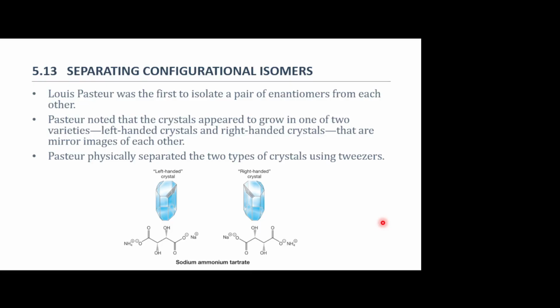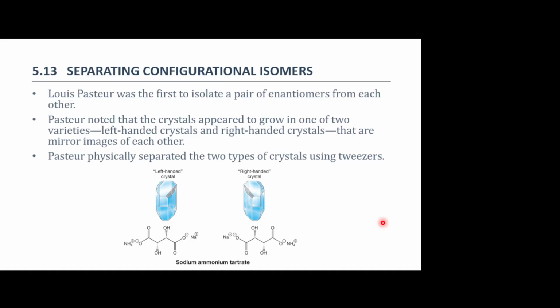Louis Pasteur was actually the first to isolate a pair of enantiomers from each other. Everybody kind of knows pasteurization and nothing else about Louis Pasteur, which is funny because he did a lot of stuff actually. He's very prolific. And this is one of those things. Pasteur actually noted that crystals grew in one of two varieties. When he was looking at a sample, he had left-handed crystals and right-handed crystals, and they were mirror images of each other.